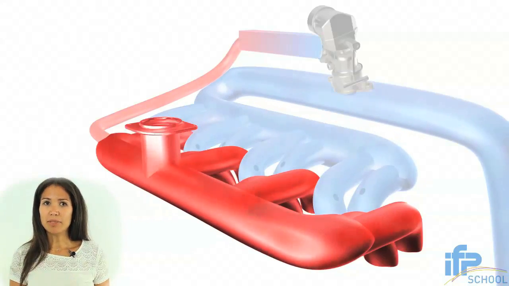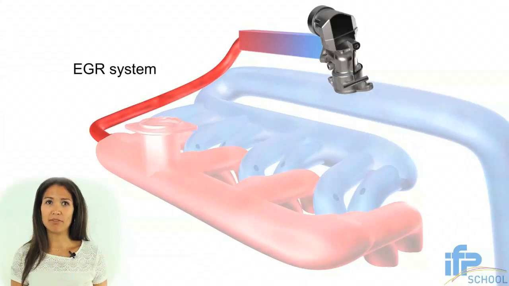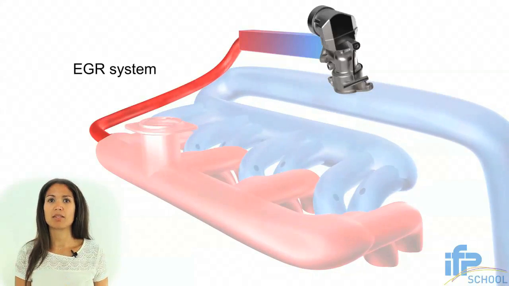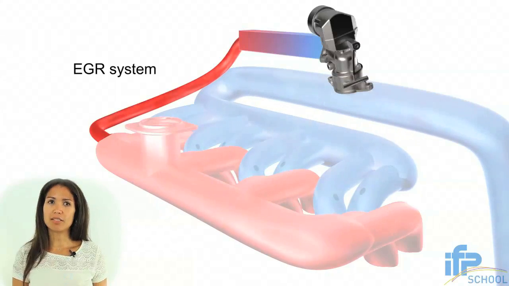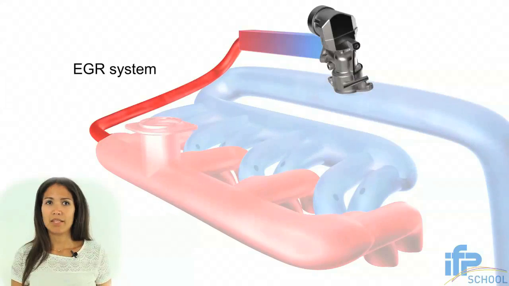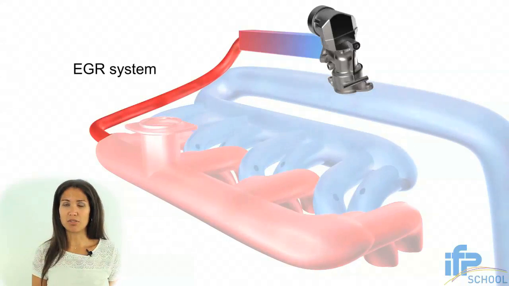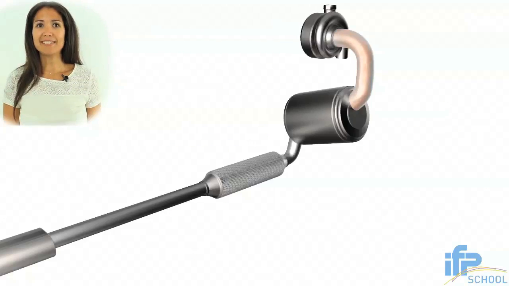Once combustion is completed, the exhaust gases go through the exhaust manifold. In diesel engines, a part of these gases might be reintroduced into the cylinder and mixed with the fresh air. This is called the exhaust gas recirculation or EGR system. EGR is commonly used in diesel engines to reduce NOx emissions. The gases then go through the aftertreatment devices.